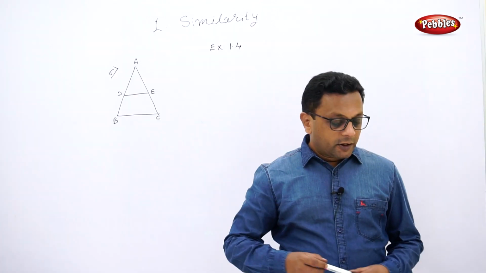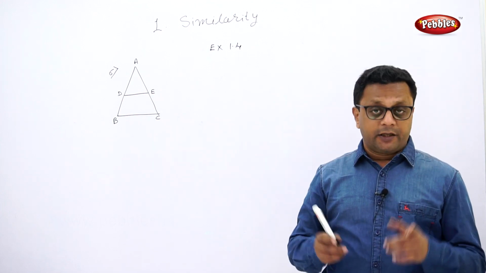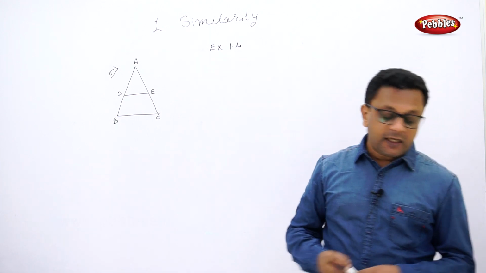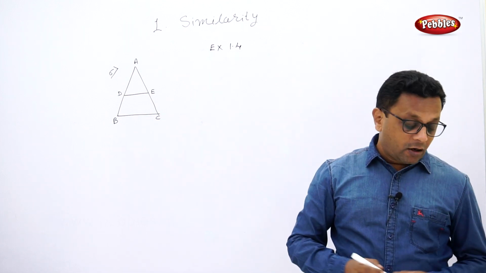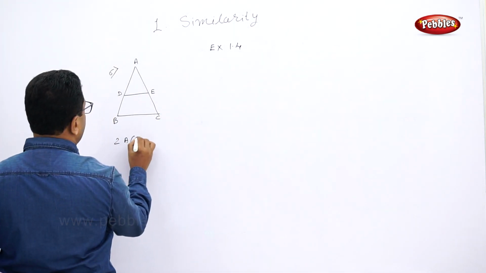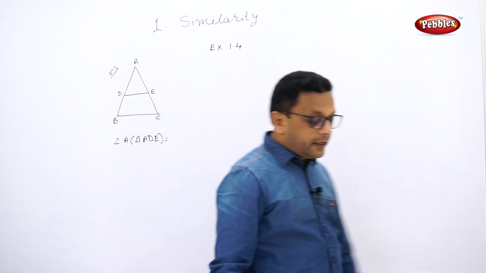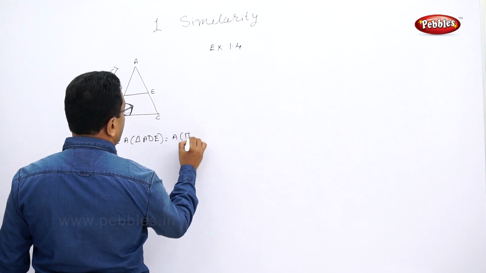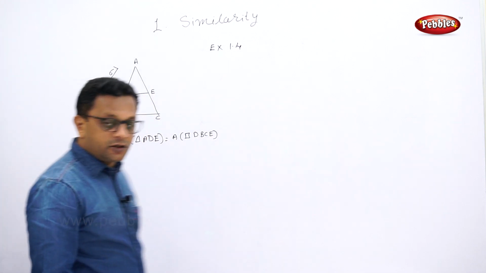Pause your video. Now let us solve the last example of exercise 1.6. In triangle ABC, again the figure is not given, but you have to draw the figure. In triangle ABC, segment DE is parallel to BC. Twice the area of triangle ADE is equal to the area of quadrilateral DBCE. This is given.